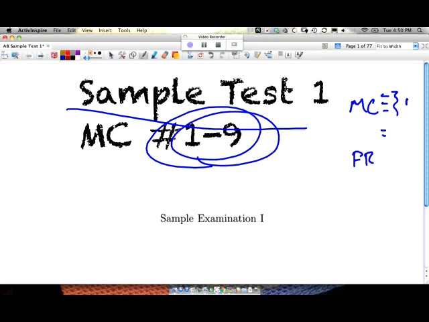These first 3 are non-calculator. The next 3 are calculator, and then for free response it's going to be 3 questions calculator, and then 3 questions non-calculator. So that's going to be how we split this up.